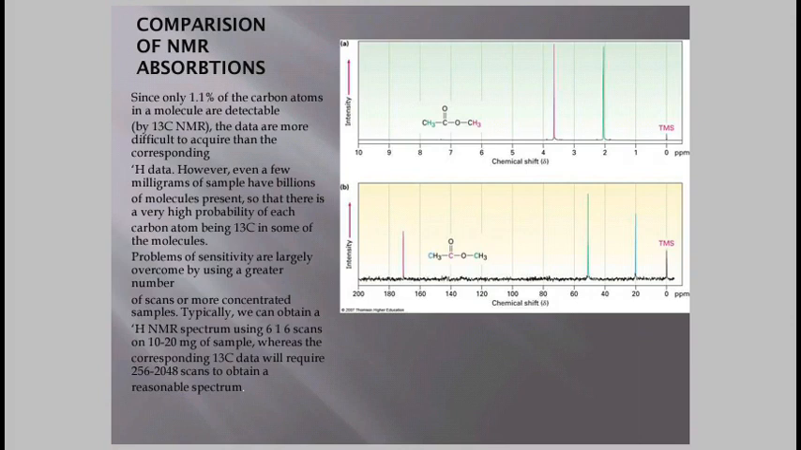Since only 1.1% of carbon atoms in the molecule are detectable by carbon 13 NMR, the data is more difficult to acquire than the corresponding proton data. However, even a few milligrams of sample have billions of molecules present, so that there is a very high probability of each carbon atom being carbon 13 in some of the molecules. Problems of sensitivity are largely overcome by using a greater number of scans or a more concentrated sample. Typically, we can obtain a proton spectrum using 4 to 16 scans or 10 to 20 milligrams of sample, whereas the corresponding carbon 13 data will require 200 to 2000 scans to obtain a reasonable spectrum.